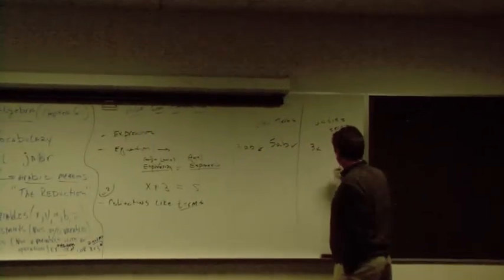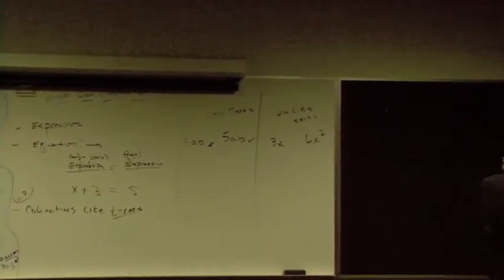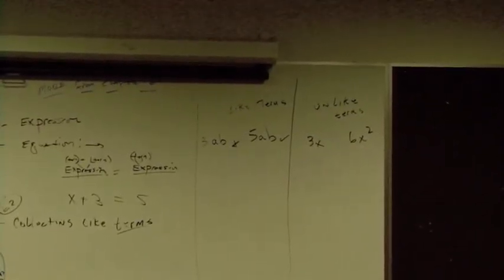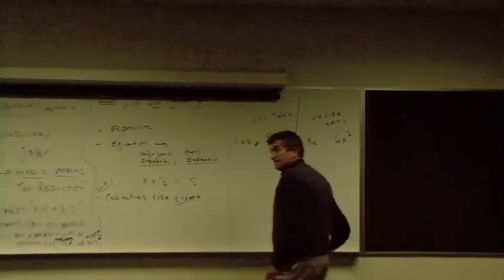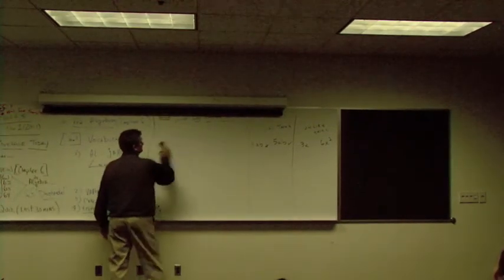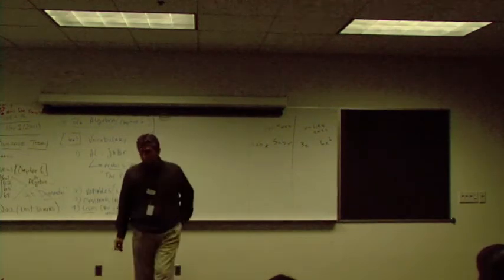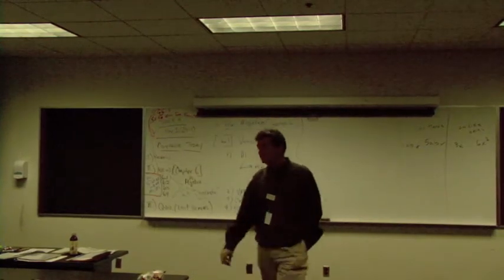What about 3x and 6x squared? Are those unlike? Should I put those in unlike, or should I put them in like? They're like, right? I don't know. You tell me. Some say no, some say yes. Ken, why do you say yes? They both have x's, but only one has an x.